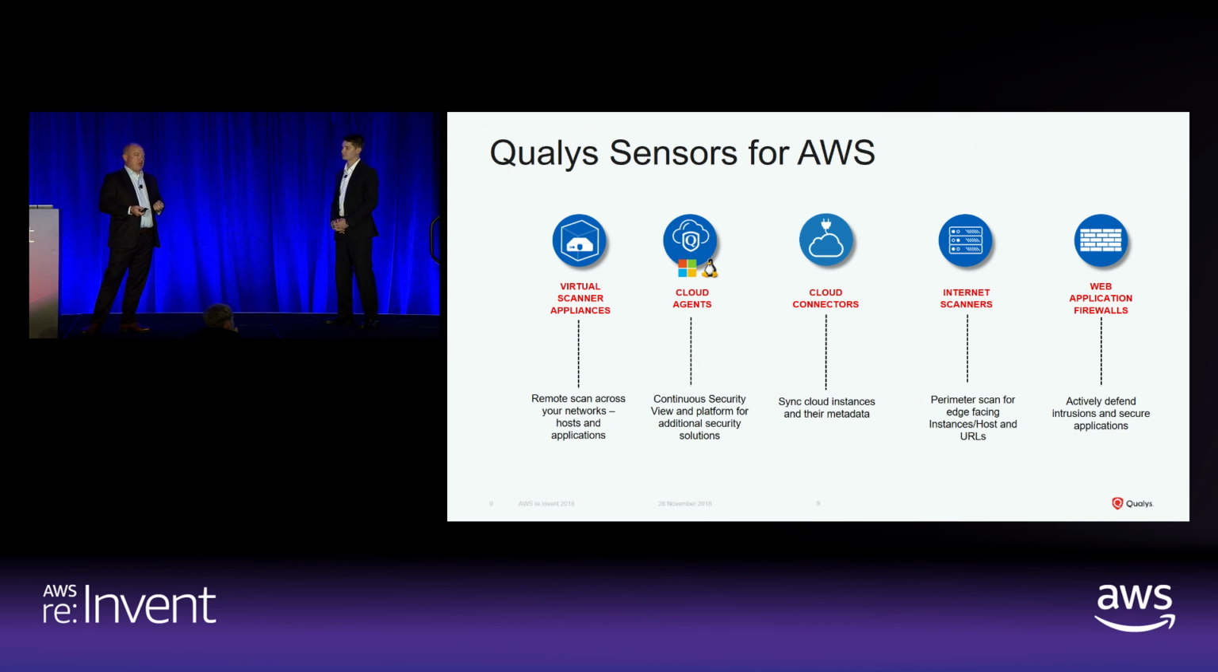As you move to the right on this slide, we have internet scanners. We host our own scanners that you can utilize to scan your environment from the perimeter to get an idea of what your network looks like to a hacker. How do you address the vulnerabilities that are publicly available?